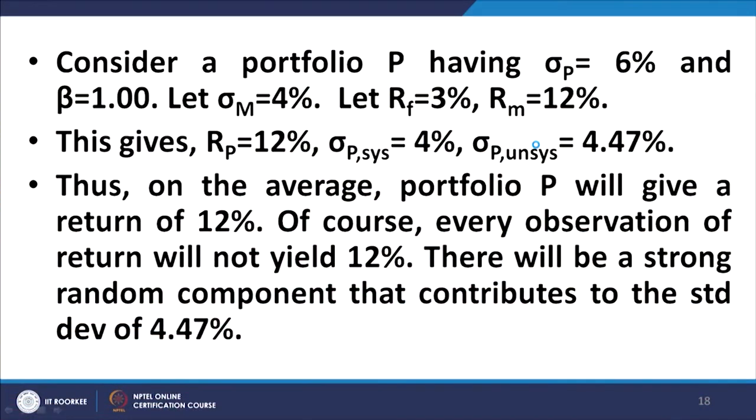Let us understand the implications of the above takeaways. Consider a portfolio P having sigma_P equal to 6% and beta equal to 1. Let market sigma_M be 4%, let R_F be 3% and R_M be 12%. Let us assume that we have a portfolio and the market having the given parameters. Then, using the CAPM model, what do we get? We get R_P equal to 12%, sigma systematic of portfolio P is 4% and the unsystematic risk is 4.47%. Thus, on the average, portfolio P will give an expected return of 12%. Of course, every observation would not yield 12%. There would be a strong random component that contributes to the standard deviation of 4.47%.